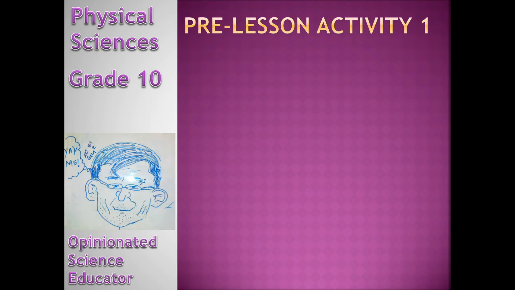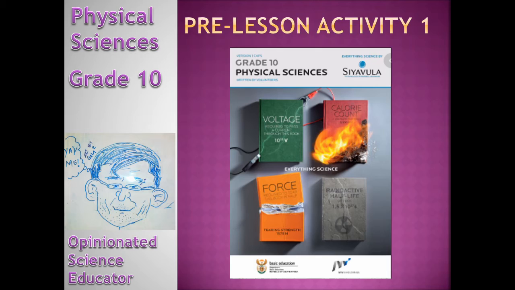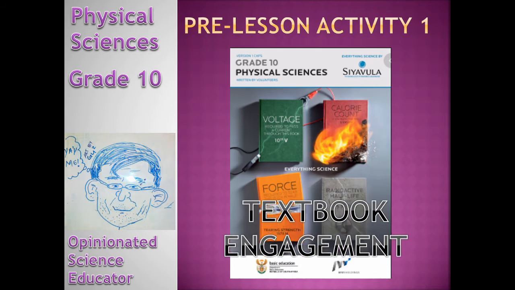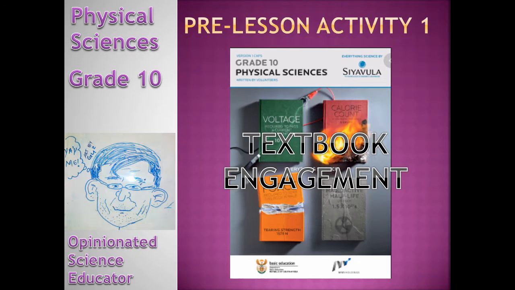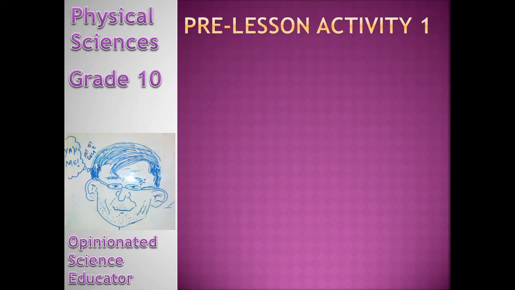Okay, grade 10s, let's have a look what you have to do for pre-lesson activity 1. You will be engaging with the textbook, so if you have the textbook, open to chapter 10, the Siyavula textbook, Everything Science. So, you're going to be using the SQ3R method. First, you will survey the chapter. So look at what the headings are.